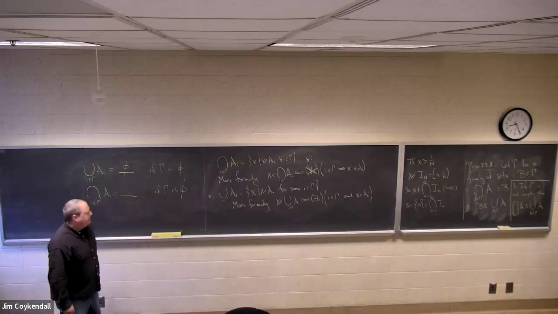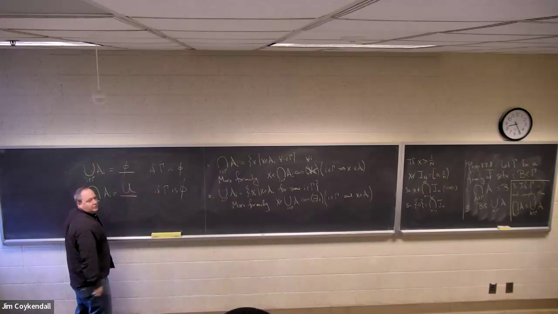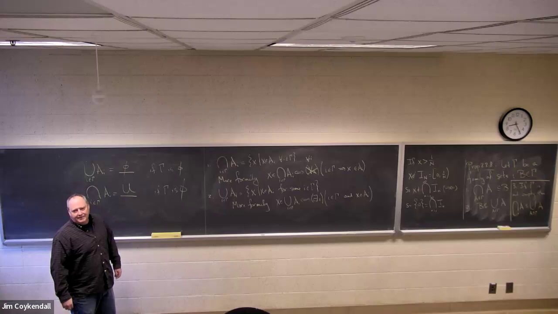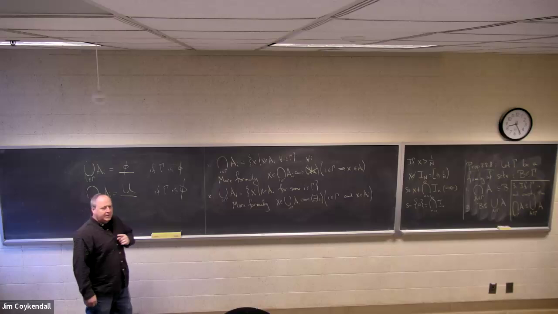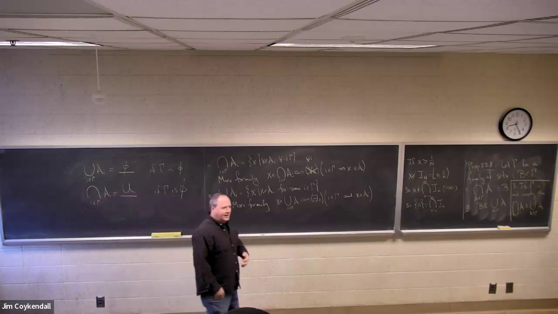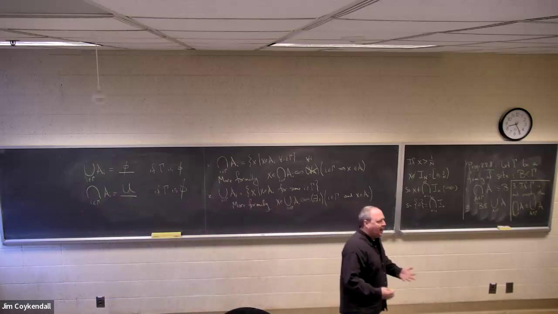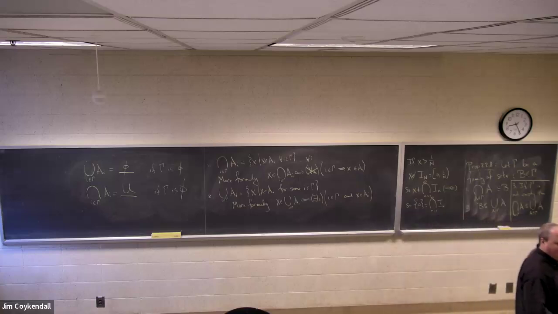How about this? The empty intersection. It's the universe. That's totally bizarre, isn't it? Can anybody explain why that's true? How can I do an empty intersection and get the entire universe? Am I on drugs? What's going on here?